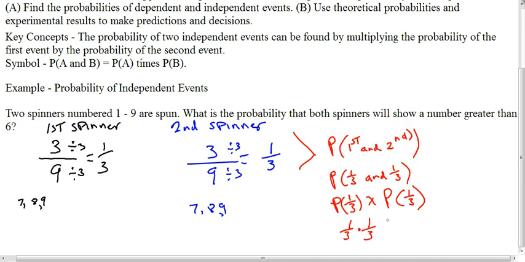Let's go back to our fraction rules of multiplication. It says when we multiply fractions, we multiply straight across, numerator times numerator, and denominator times denominator. So once we do that, what we will get is the probability for both spinners with numbers greater than 6 to be spun. We'll get a probability of 1 over 9.